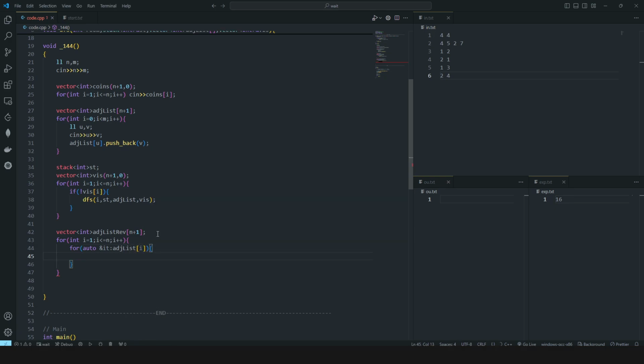So this IT represents the room through which the eye was connected before. Now since we have to reverse the edges, adjacency list reverse of this IT, dot pushback I. So in this way the reverse adjacency list will be constructed.